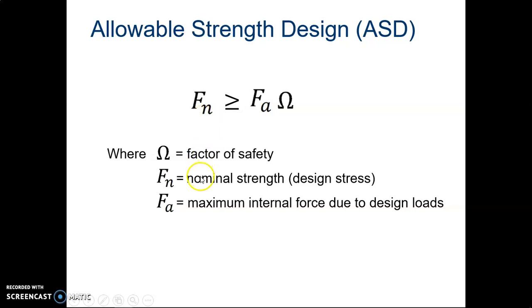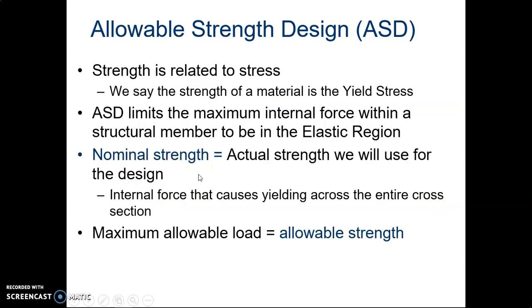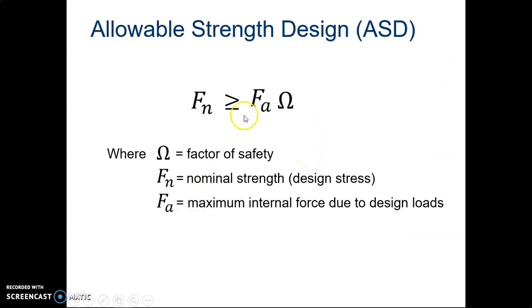F of n is the nominal strength. Nominal strength is the actual strength we will use to design. This has to be greater than the internal force multiplied by the factor of safety. What am I talking about here? It's not complicated, guys. We are saying that the maximum moment, maximum shear, multiplied by a factor of safety is what we will use to design it to.